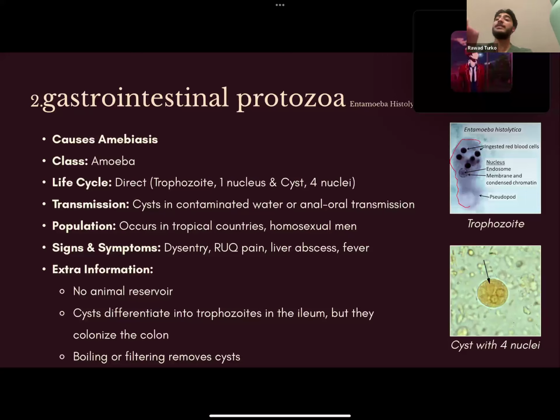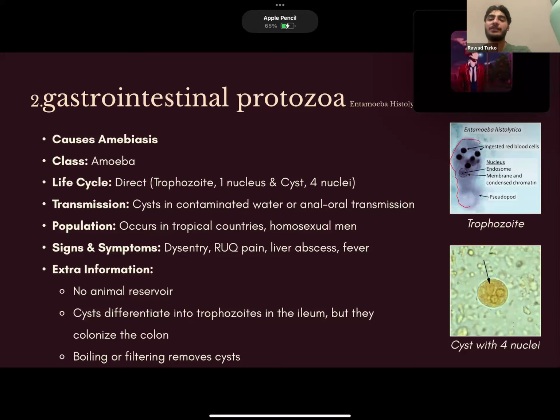And this is an amoeba. Differently from the trophozoite of Giardia lamblia, which was a flagellate, this one is an amoeba. So you see this little thing? This is the pseudopod that I mentioned. It has little foot-like projections, and that's how it's able to move around.